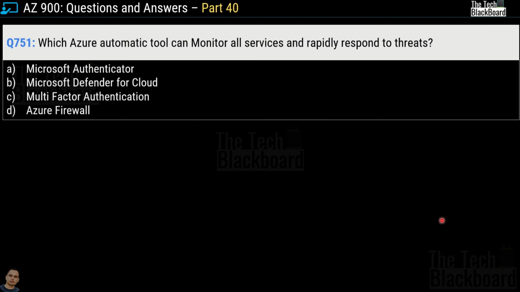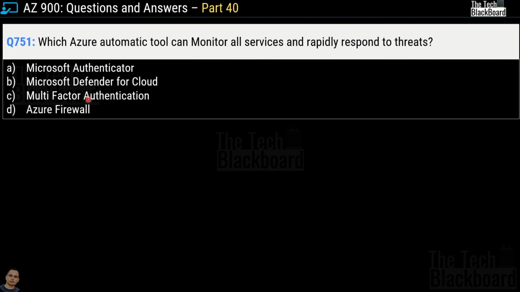So here comes the very first question for today. Question number 751. It says, which Azure automatic tool can monitor all the services and rapidly responds to the threats? Your options are Microsoft Authenticator, Microsoft Defender for Cloud. Option 3 is multi-factor authentication, and lastly Azure Firewall. And the correct answer for this question is option B, Microsoft Defender for Cloud. Let me take one more question and then I will give you documentation on Microsoft Defender.